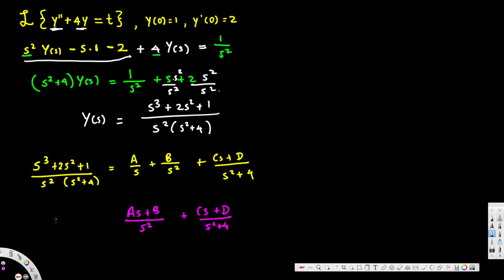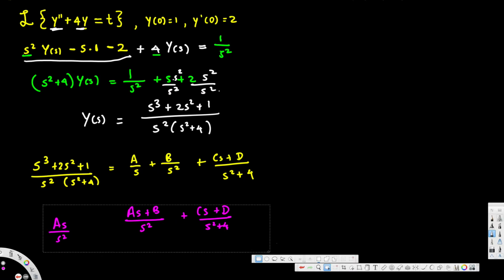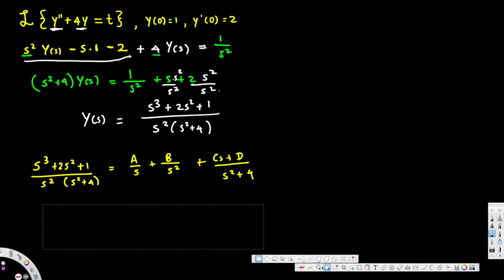And here if you separate As plus B over s square, you will get A over s like this, and if you separate B over s square, that's going to be like this. So both ways it will work. We can directly put it like this. Okay, let's go ahead and continue.